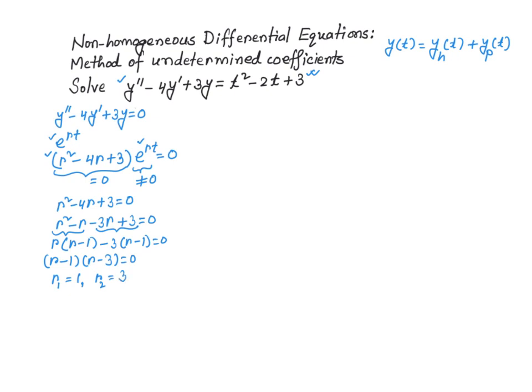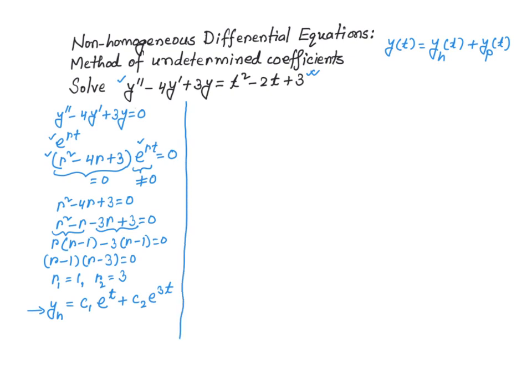So my general solution for the homogeneous part, y sub h of t, is going to be equal to c1 e to the power t plus c2 e to the power 3t, where c1 is some constant and c2 is some other constant. Now that's my homogeneous part of the solution. Now let's go ahead and do the non-homogeneous part.